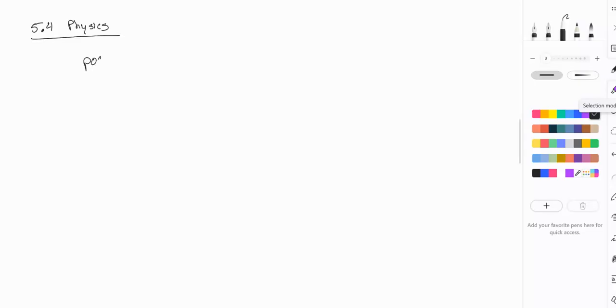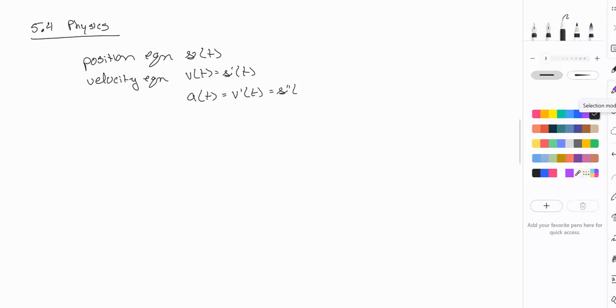Remember when we have a position equation, I'll call it S of t. If we take the derivative of that, then we're going to get velocity. And then if we take the derivative of velocity, we're going to get acceleration. And that happens to be the second derivative of the position vector.